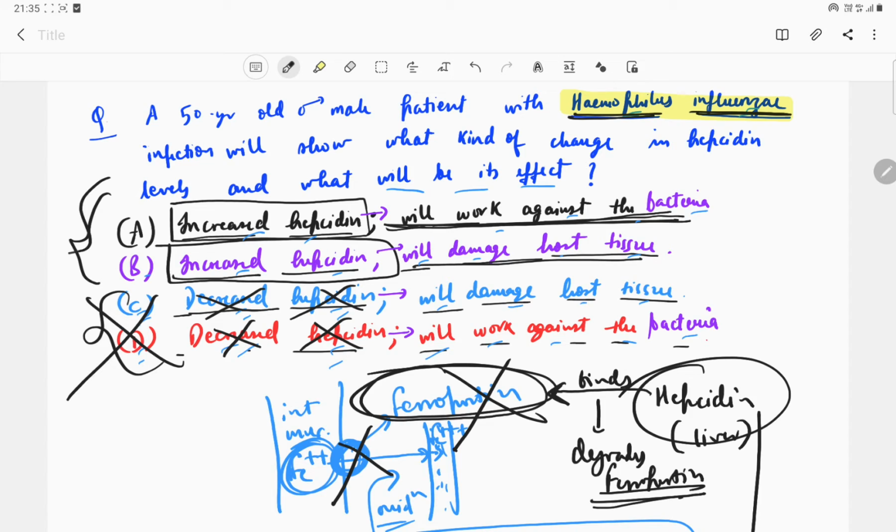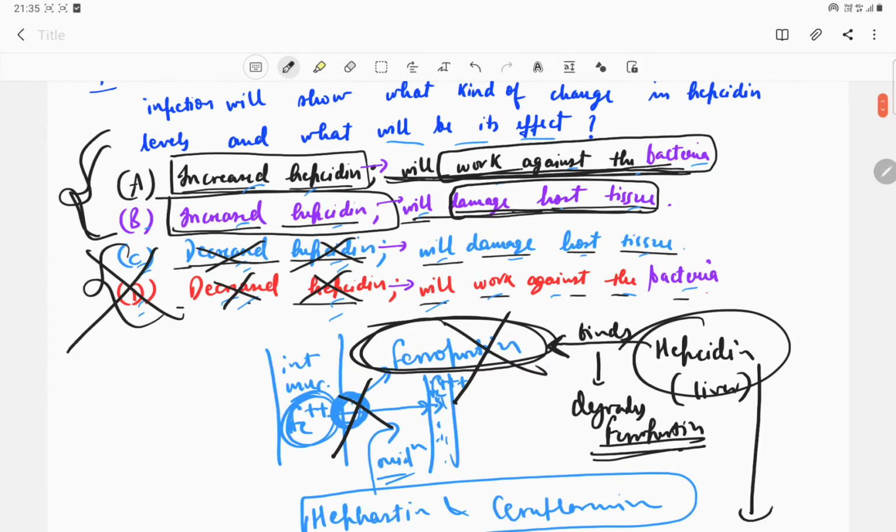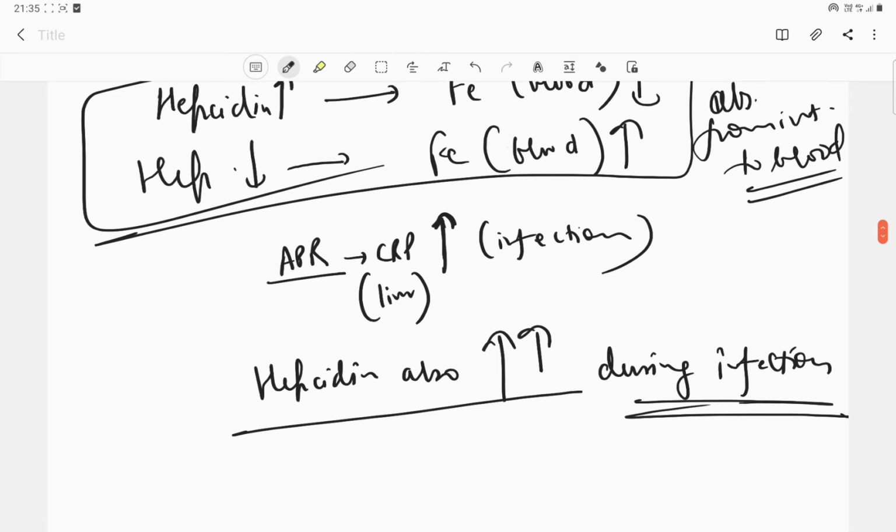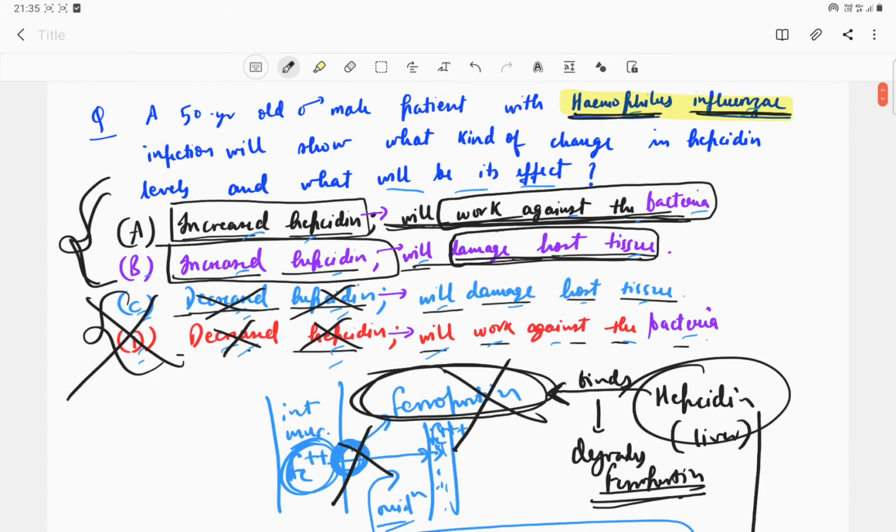Now, two options remain, A and B. We know that hepcidin will increase, but what will be its final effect? Will it damage the host tissue, or will it work against the bacteria? From common sense, we know that our body will try to protect itself from an infection. So, by common sense, we can take the option that it will work against the bacteria as correct, because it is increased by our body itself, not by any other agent. It is increased by the liver. So, option A will be correct by common sense.